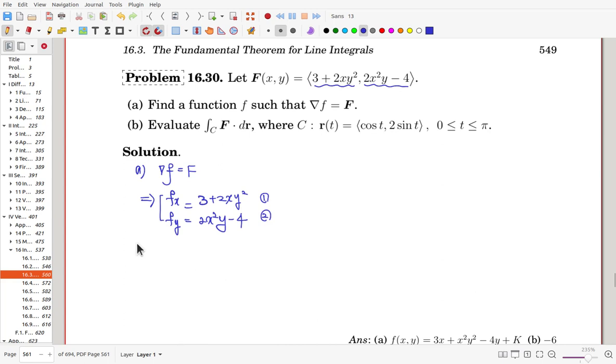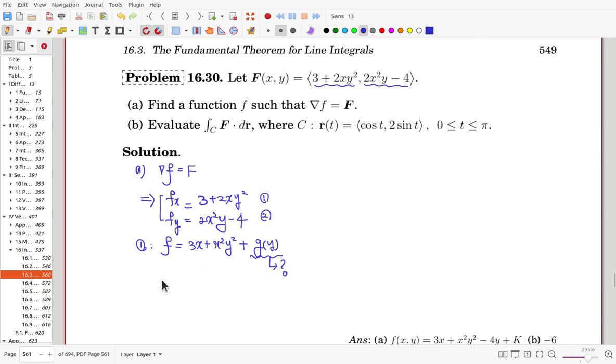Okay, we number these two equations. Then from equation 1, we try to get f by integrating it with respect to x. Then f is 3x plus x squared y squared, and we have to put here a constant that must be general, so we should choose a function g of y rather than a constant k. You have to choose this general function so that the x derivative will make it 0, right?